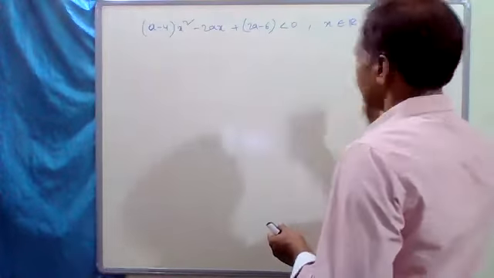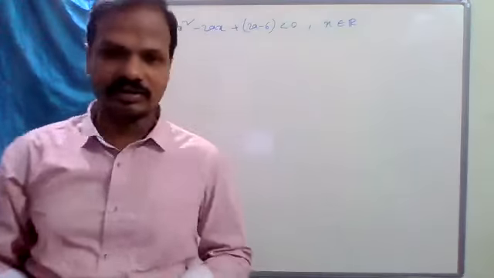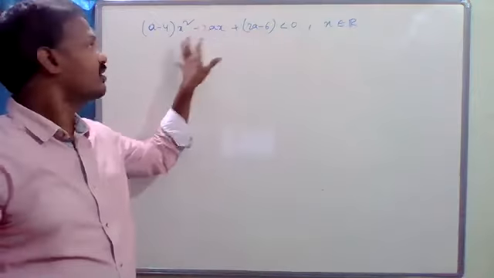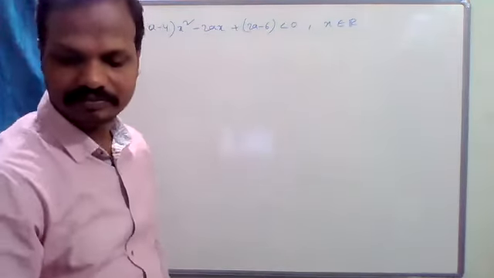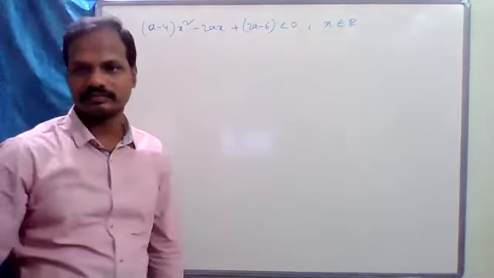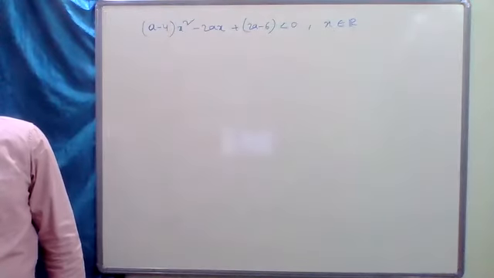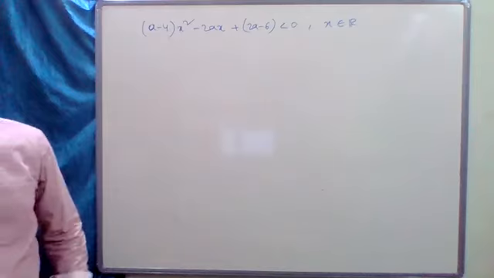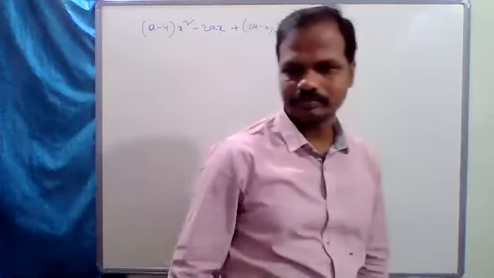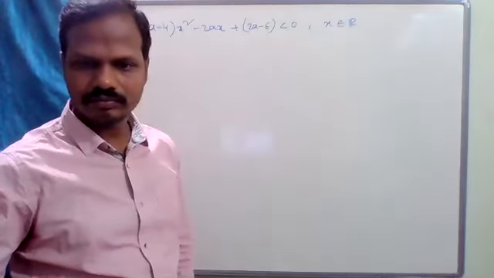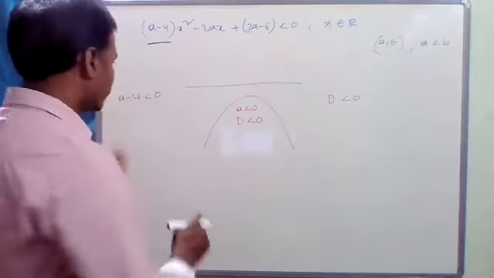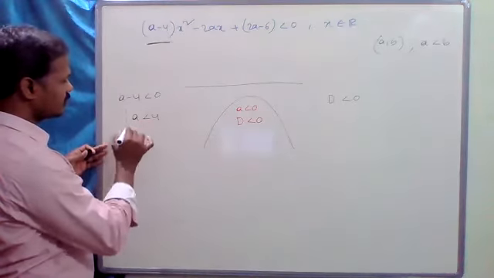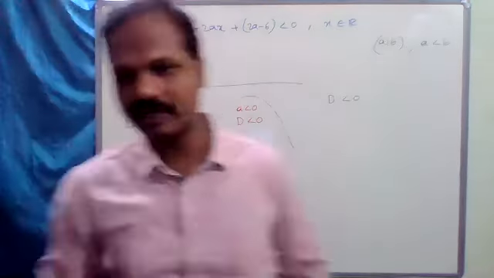For all real x values, this expression is less than 0. So find the value of a. A minus 4 less than 0 means a less than 4. This is the first condition.